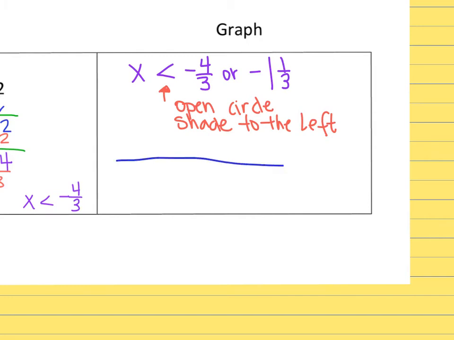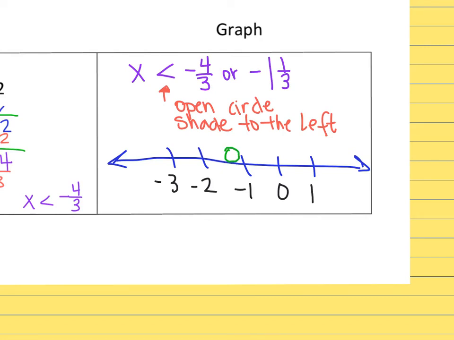I'm going to make a little number line, put arrows on both sides, make a couple lines. The number I'm looking for is negative 1 1/3. So I'm just going to put in negative 3, negative 2, negative 1, 0, and 1. Negative 1 1/3 is going to be between negative 1 and negative 2.